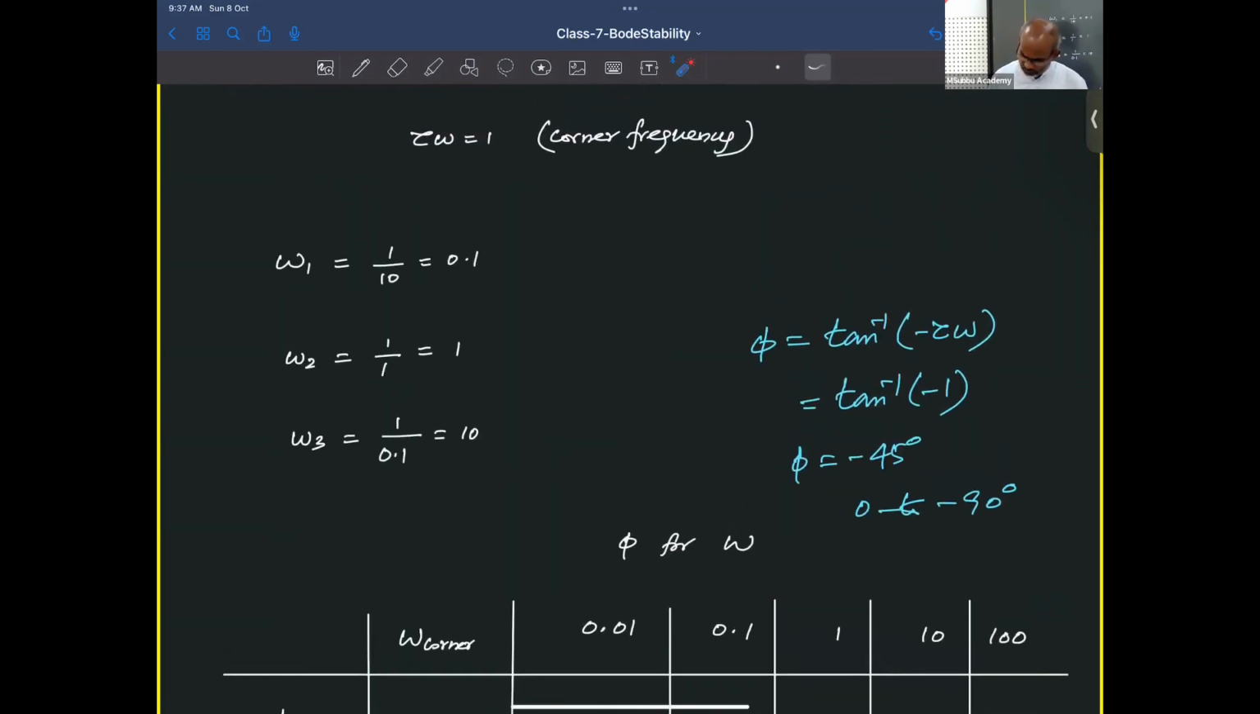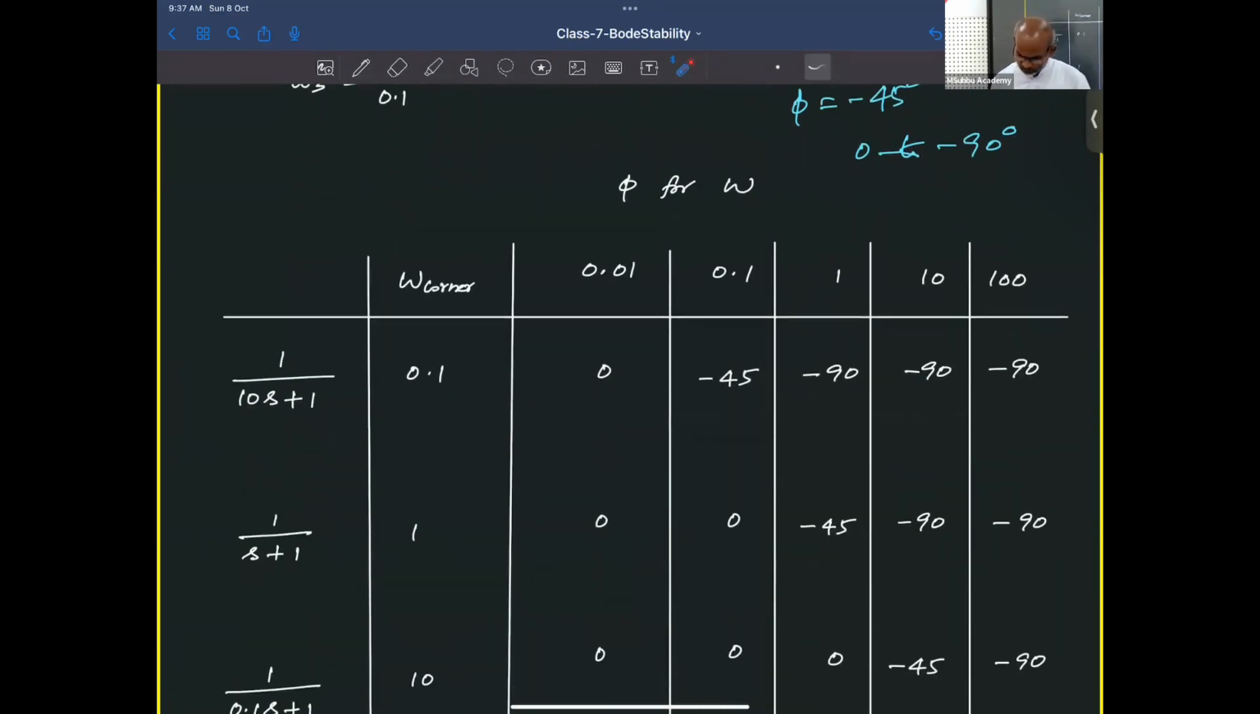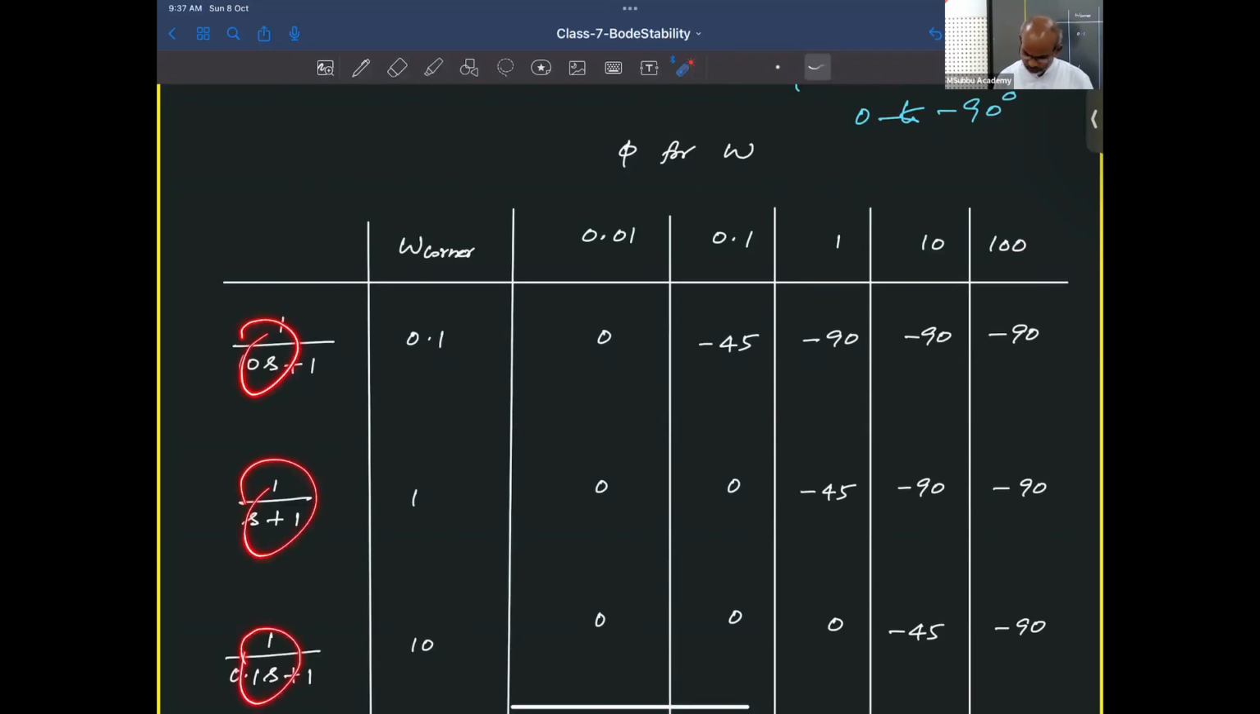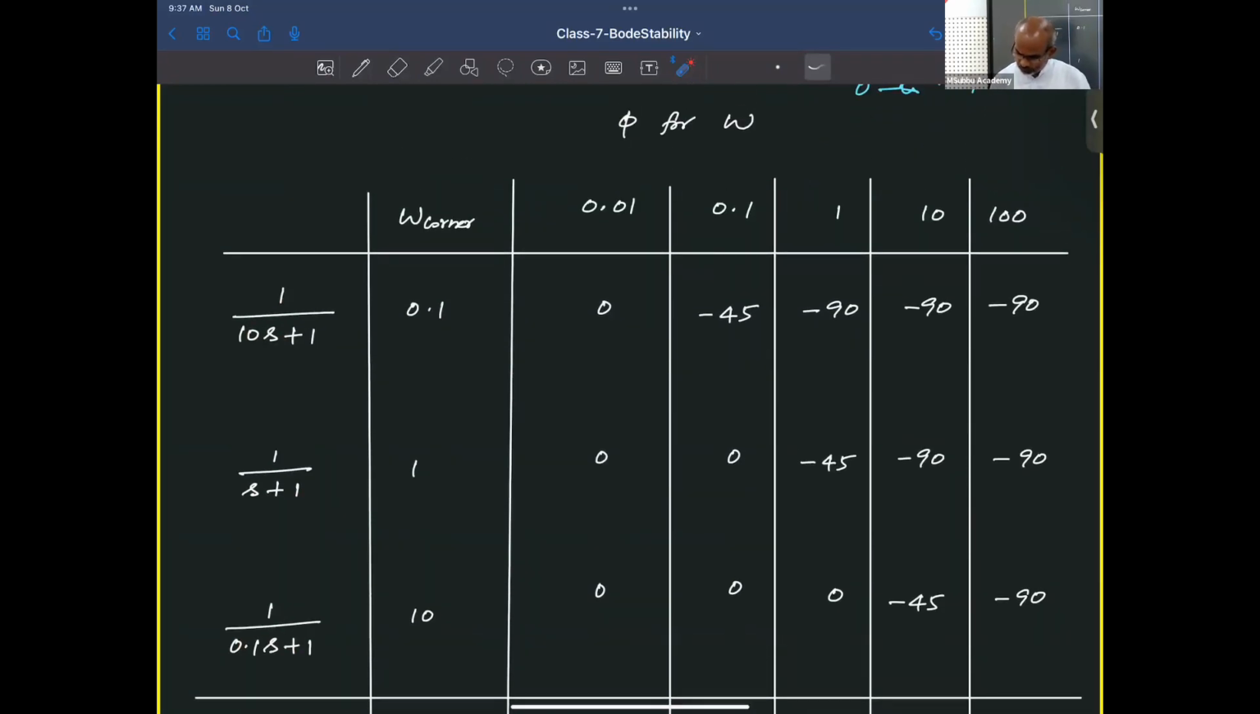As I said, for a first order system at a value of tau omega equal to 1, the phase angle is minus 45. The phase angle ranges from 0 to 90 for the first order system. So of course everything is a first order system. And for 0.1, 1 and 10 we need values.